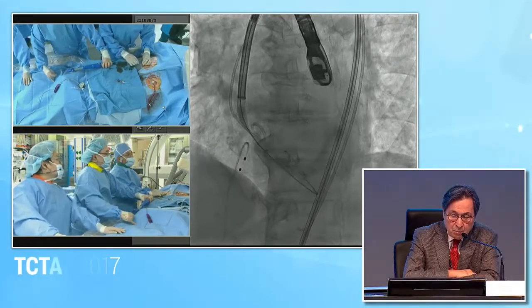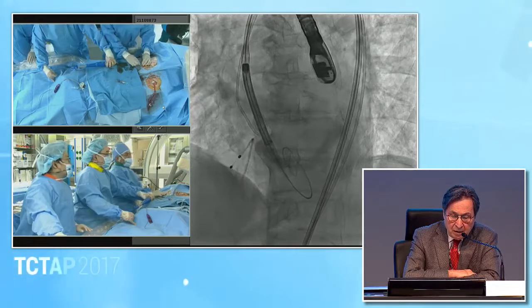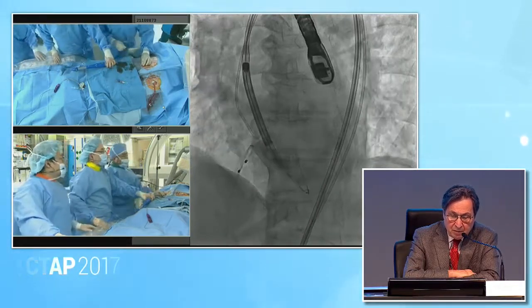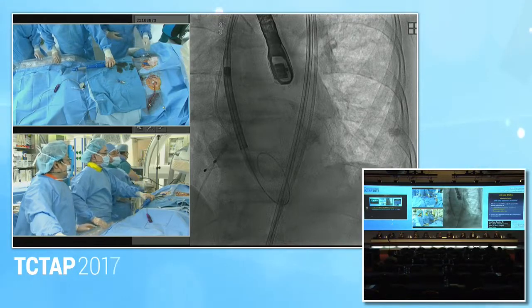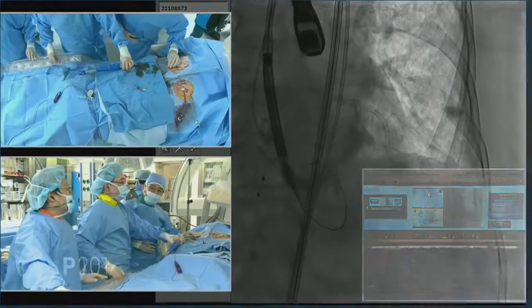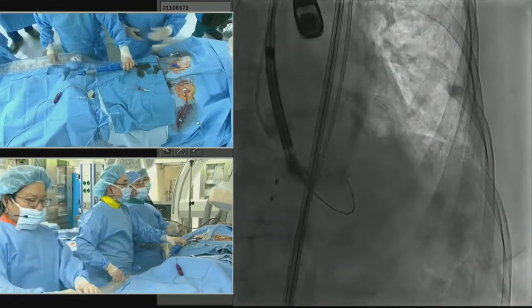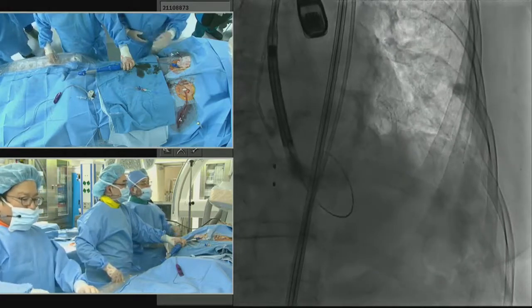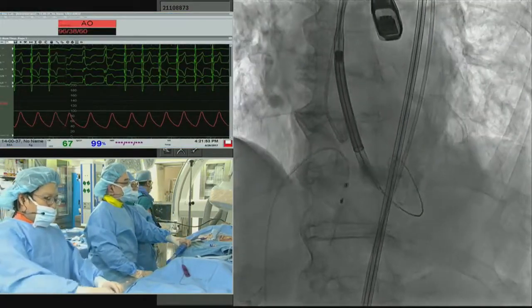Now, can you repeat once more what size valve you are putting in? The 29. 29 millimeter valve. The LAO 11, cranial 10. So maybe you can tell us as you do this, where are your landmarks and what are you paying attention to right now?